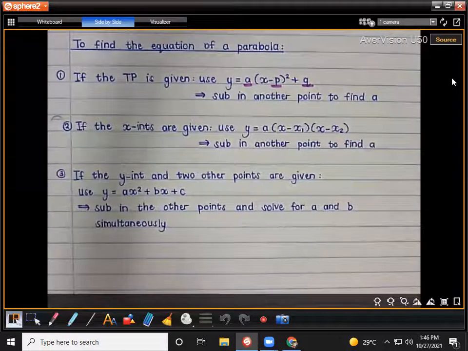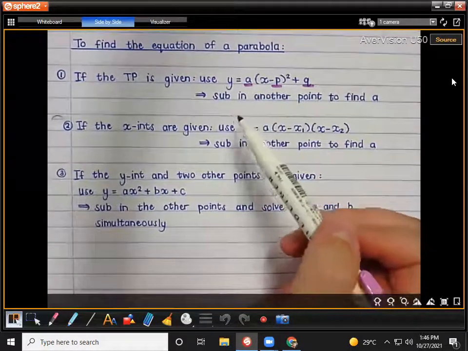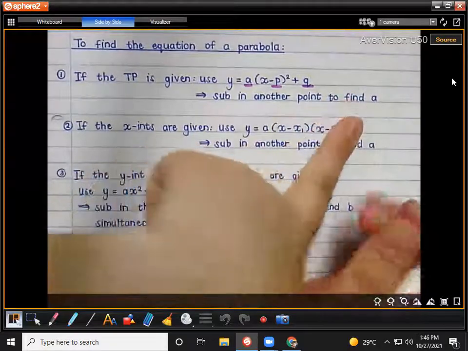They can't just give you the turning point. All right, they can't ask you to find 3 variables, but they've only given you 2 values. So they'll give you the turning point and another point. You must then sub in the other point, and then that will allow you to solve for A.